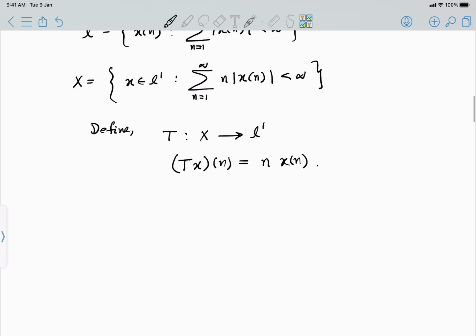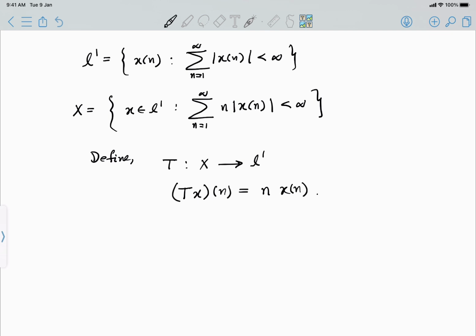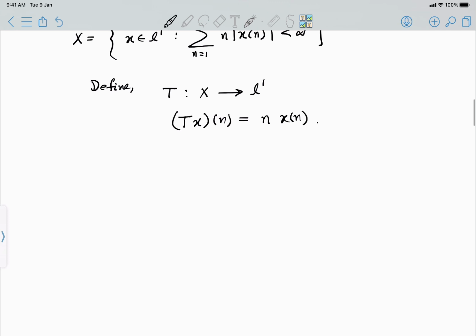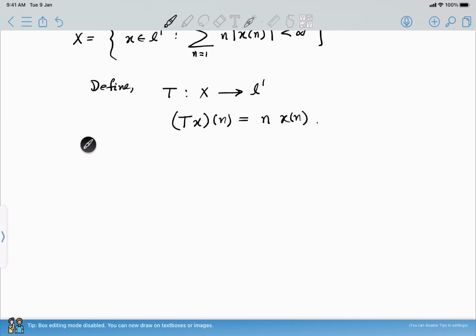We take a sequence which, at the nth point, takes the value 1. Then if you plug it in T, it will give n, and the norm of this is n, right? So therefore that can't happen. Okay, so let me write: T is not bounded.